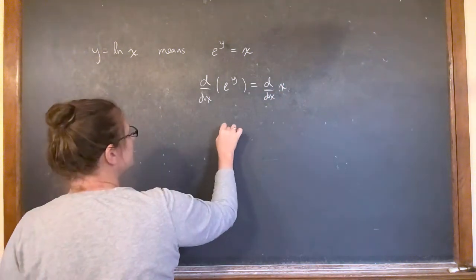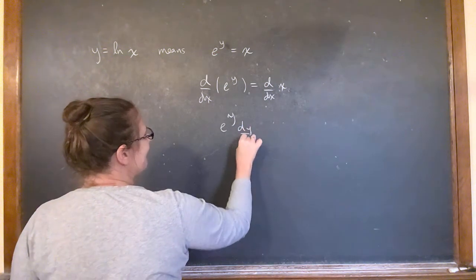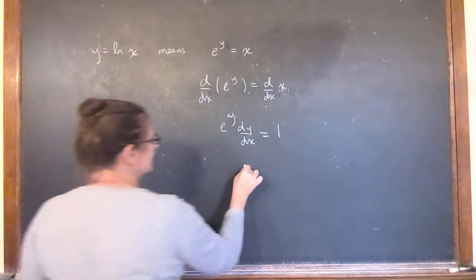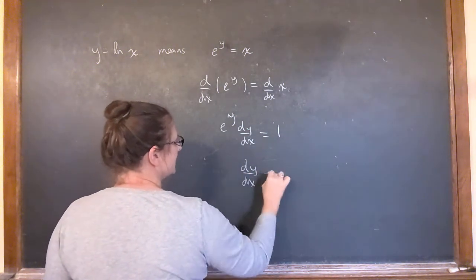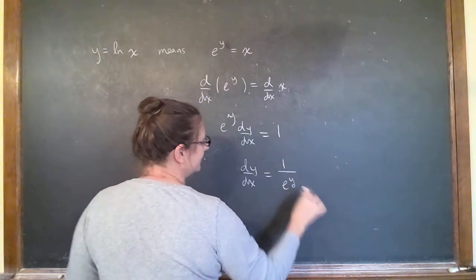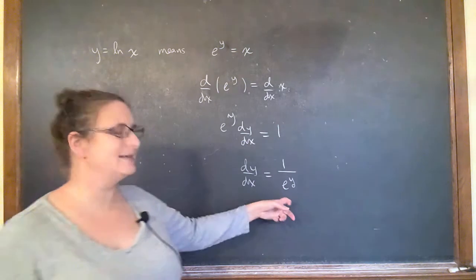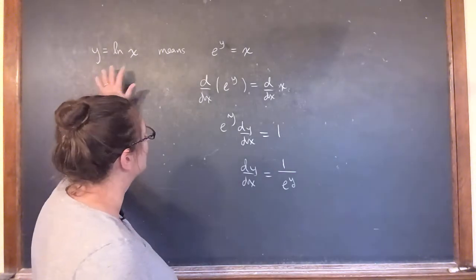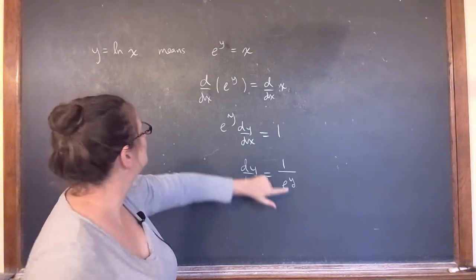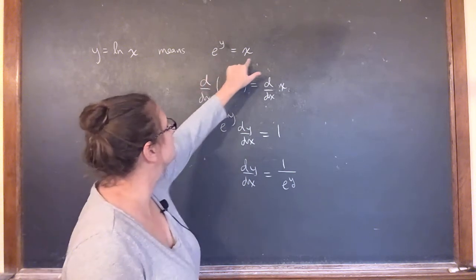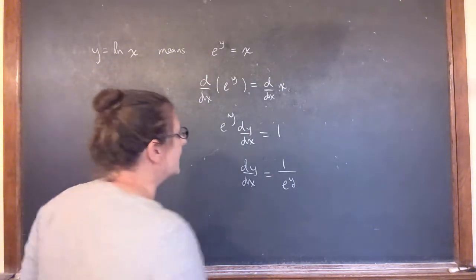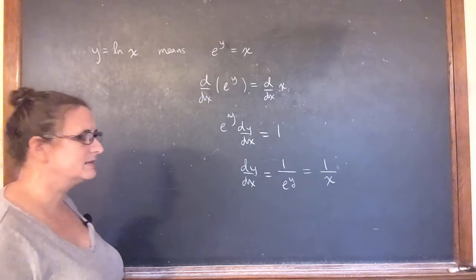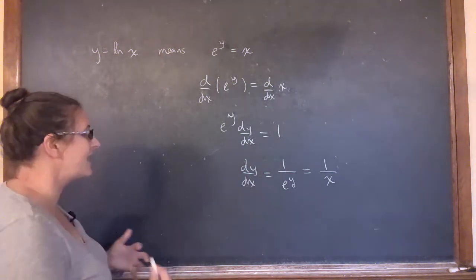So I end up with e to the y dy dx equals 1. That tells me that dy dx equals 1 over e to the y. Well, that's great, but I don't really want an answer in terms of y. I want an answer in terms of x, because I want to just be able to take the derivative here. But look, I can substitute back in. Either way, I can substitute y equals natural log of x. In any case, that bottom is just x. So I have the derivative, dy dx is 1 over x. And that's just what it is.